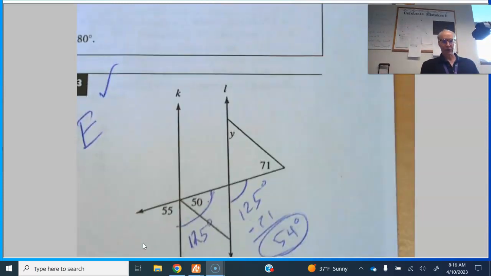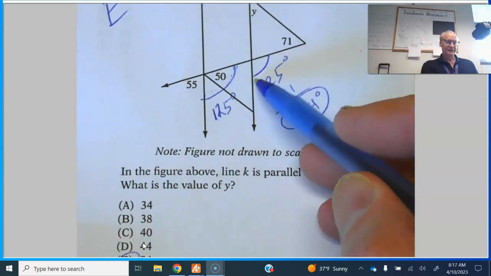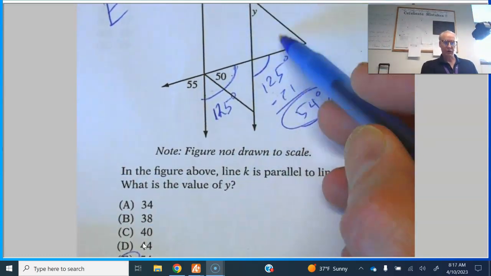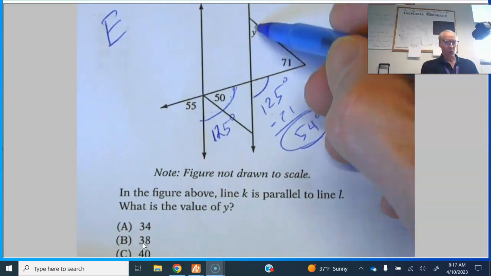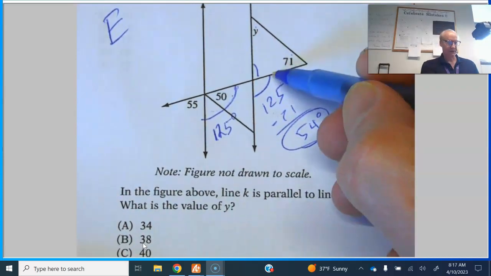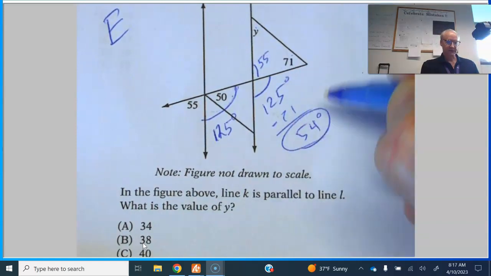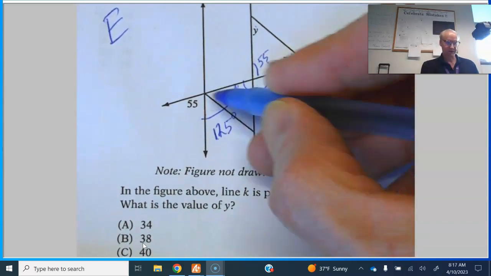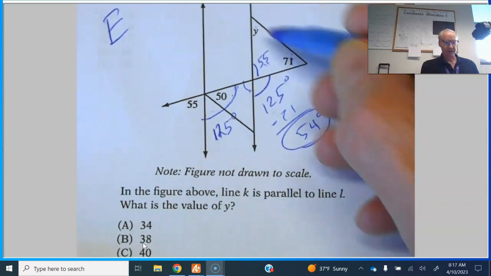I'm only going to put a check mark on that one because I want to look at it some more. The exterior angle is equal to the sum of the remote interior, but a good way to think about it is that y and 71 and this angle, which happens to be the 55, isn't it? Isn't this one the same as this one is the same as this one? That would have been even faster. 55, 71, and this makes 180. Anyway, there it is. All right, I've got a few more.